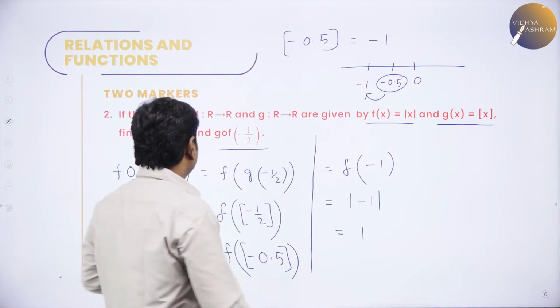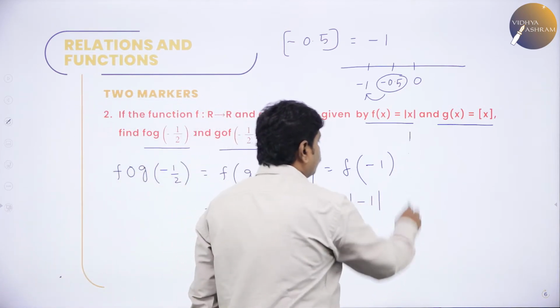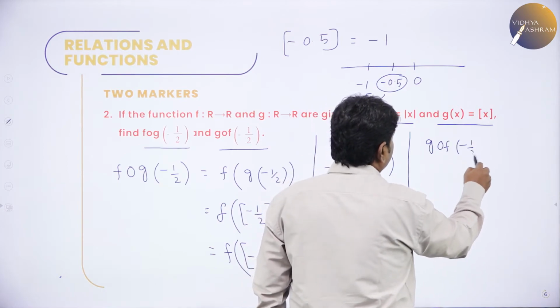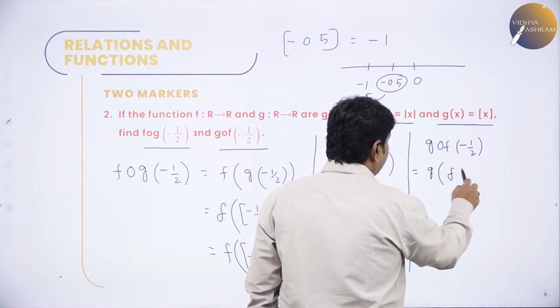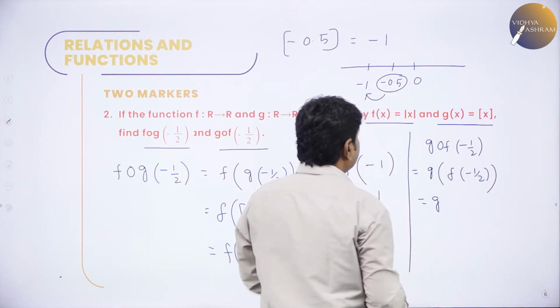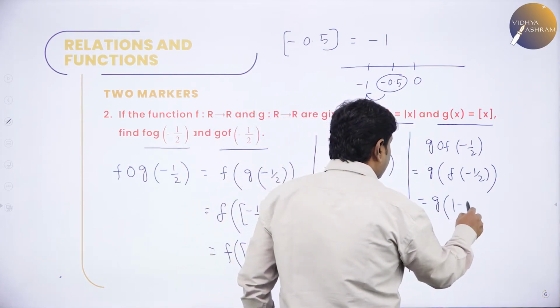Now they want you to find gof minus 1 by 2. So we need to find gof minus 1 by 2. What is meant by gof of minus 1 by 2? G of f of minus 1 by 2. What is f of minus 1 by 2? F of x is mod x. F of minus 1 by 2 is mod minus 1 by 2.